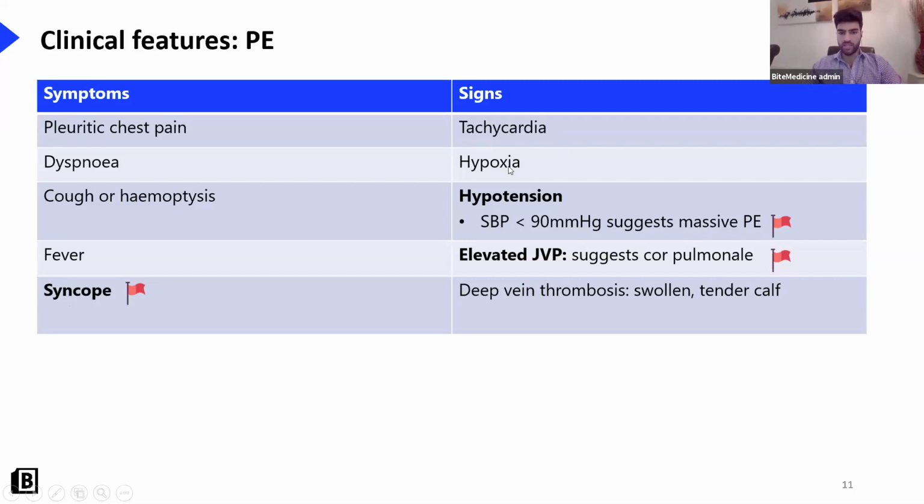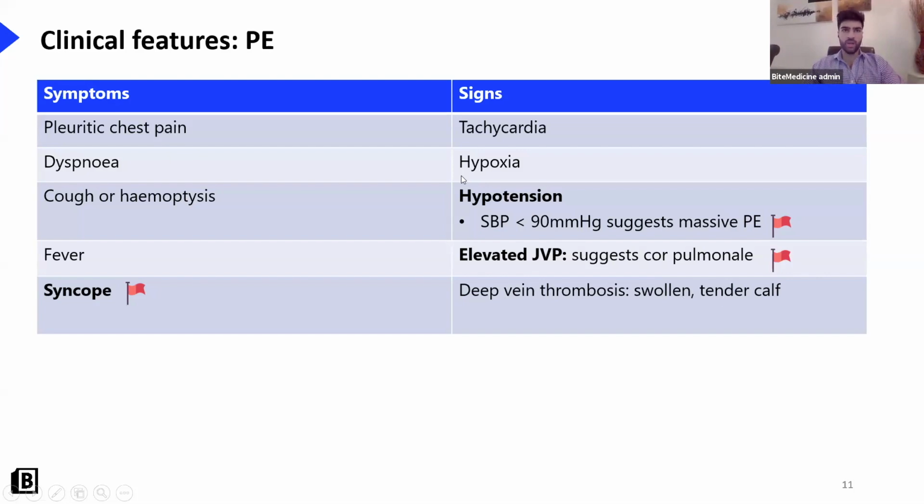Patients will be hypoxic, obviously because they've got a clot in their lungs. They may be hypotensive if they're going into heart failure. In particular, if their blood pressure is less than 90 systolic, that suggests a massive PE, and that is a red flag feature. If their JVP is elevated, again, that suggests cor pulmonale, and that's a red flag feature. They may have signs of a deep vein thrombosis, such as a swollen and tender calf.